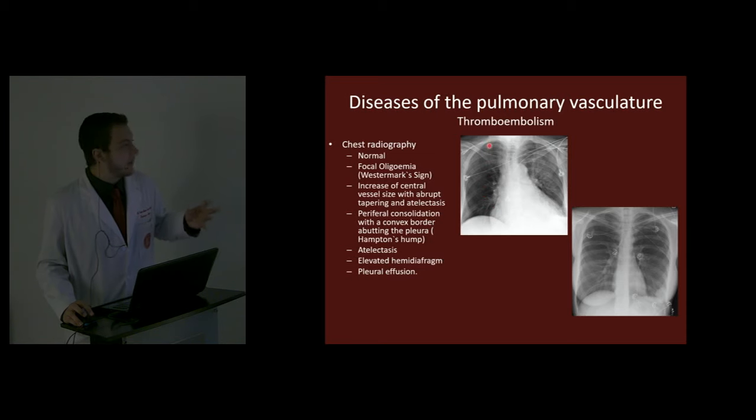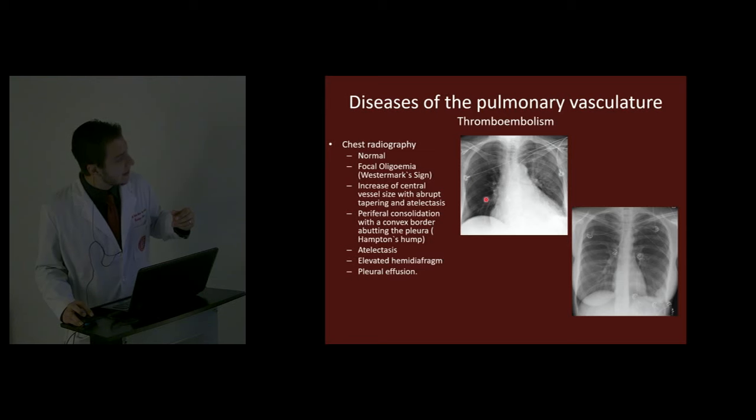But that 50% sign is gonna give us the Westermark sign, it's caused, like in this chest X-ray, by focal oligoemia. We can also see the abrupt tapering or atelectasis of the pleural arterial vasculature. We can also see the Hampton's hump, which is a consolidation pattern made because of an infarct of the pulmonary parenchyma. We can also have elevated diaphragms, atelectasis, or pleural effusion.